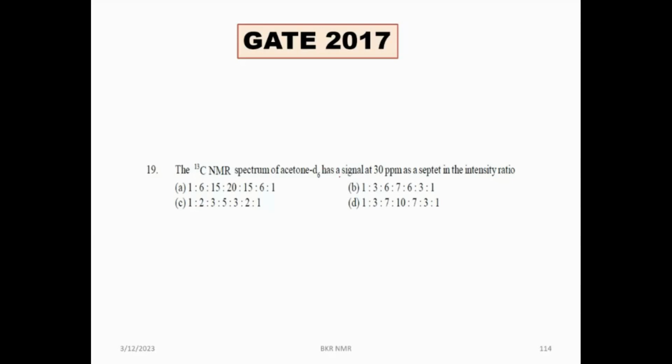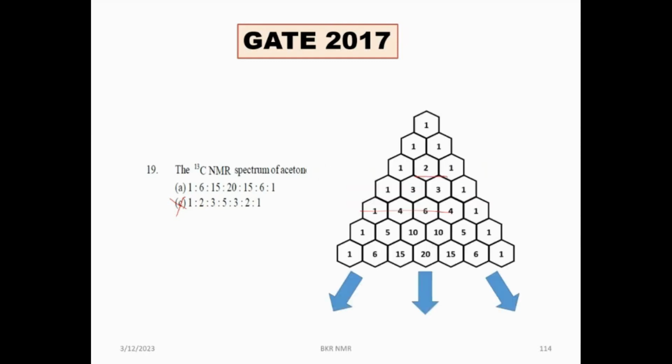You can see it straight away. A septet means 7 signals. For 7 signals, 1, 2, 3, 5 and so on are all wrong. We have seen Pascal's triangle, so the intensity will not increase by so little. In Pascal's triangle, you'll have 1, 5, 10, 10, 5, 1 for a sextet, and 1, 6, 15, 20, 15, 6, 1 for a septet. So the answer is option A.